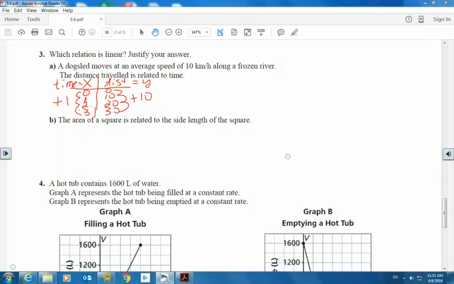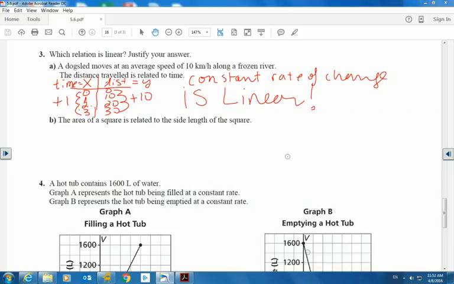Constant rate of change means both variables are going up exactly by the same amount each time. This is linear, okay?